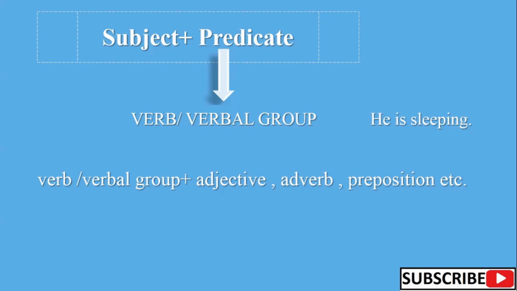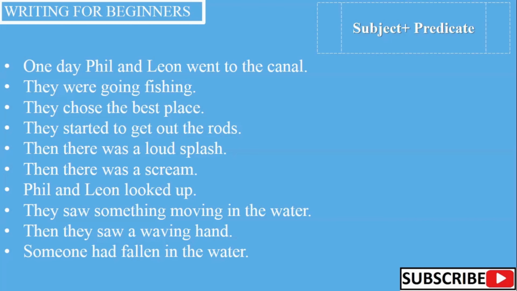That we will talk about one by one, but for the time being you can understand it: in predicate, a verb or verbal group is a must. With a verb or verbal group, we can have adjective, adverb, preposition, and many other things. Now when you look at this paragraph that we have written already, here you have subject plus predicate. Somewhere it can be only a verb or verbal group, and with that verbal group, we can have an adjective or adverb or many other things.